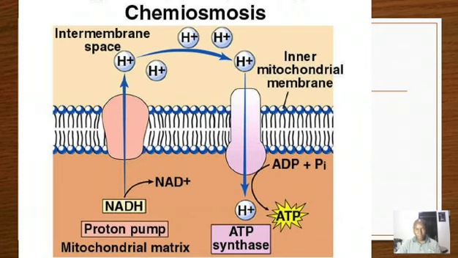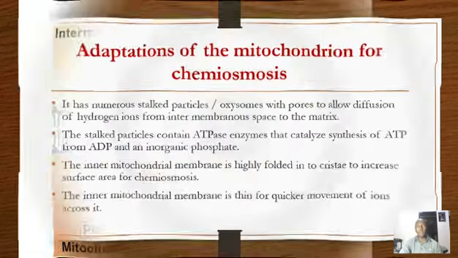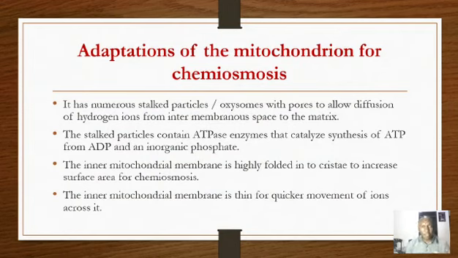As they leave the matrix, they are actively pumped, by the proton pump. As they move back to the matrix across chemiosmotic channels, they simply diffuse. So that is how energy is synthesized by chemiosmosis. Now, what are the adaptations of the mitochondrion for chemiosmosis?